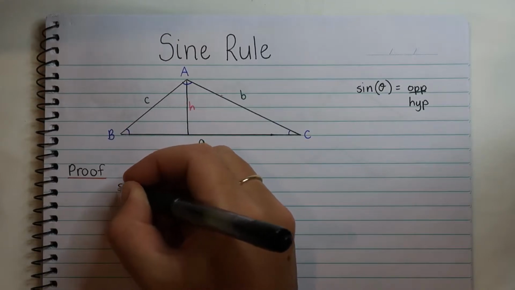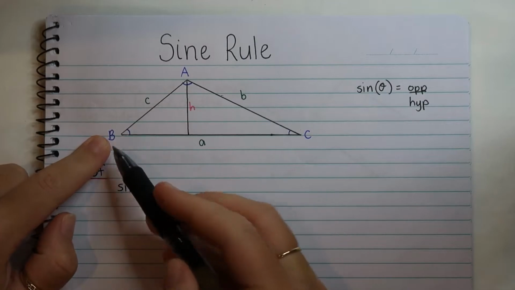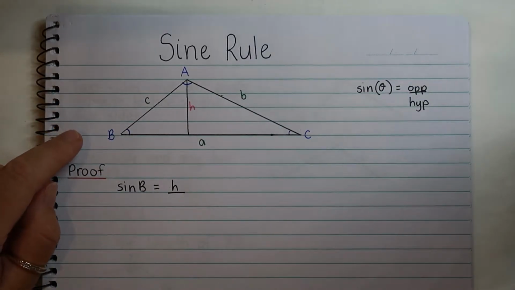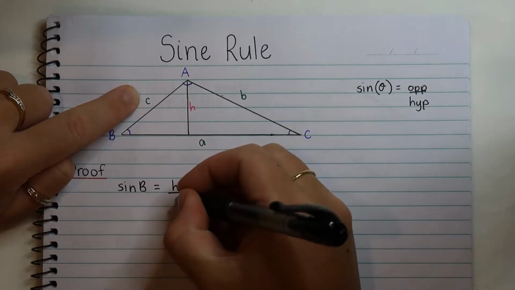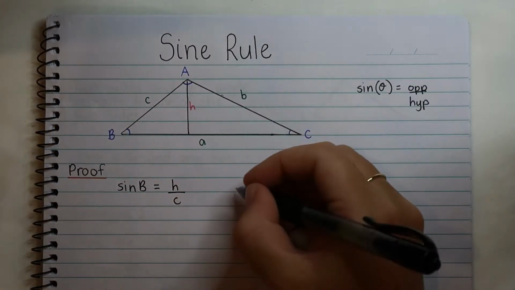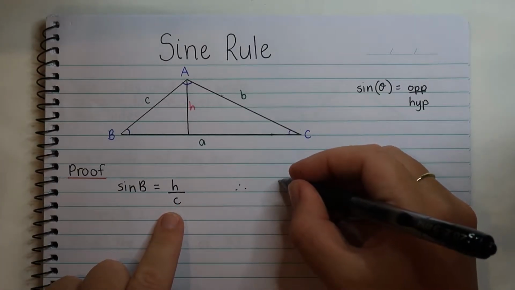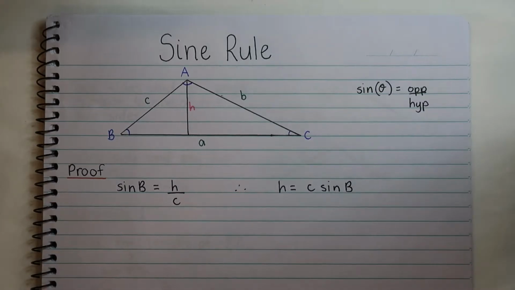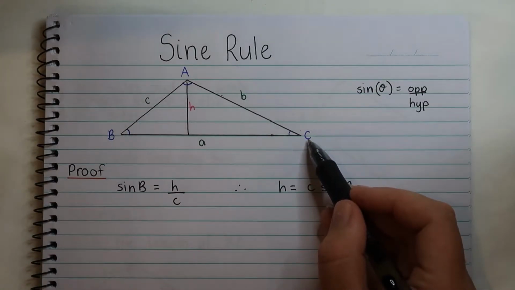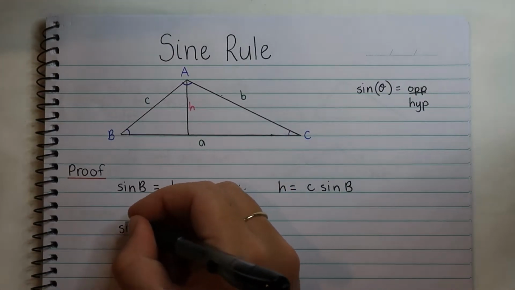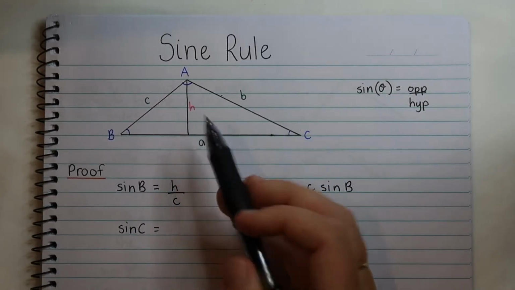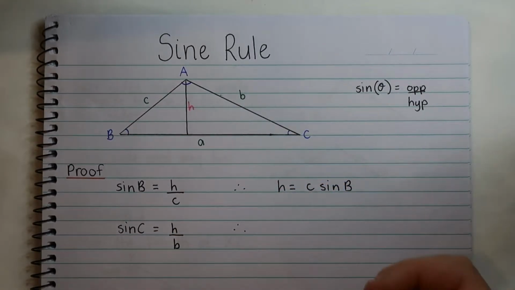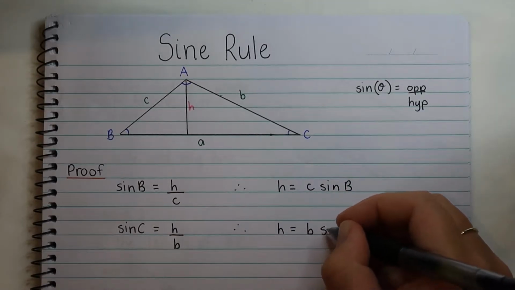So we have sine angle B. From this side, the opposite is H over our hypotenuse C. And this can be written in terms of H. So we can say H is equal to C times sine B. From this side here, we can say that sine angle C is equal to the opposite, which is H, over our hypotenuse B. And this written in terms of H can be H equals B times sine C.